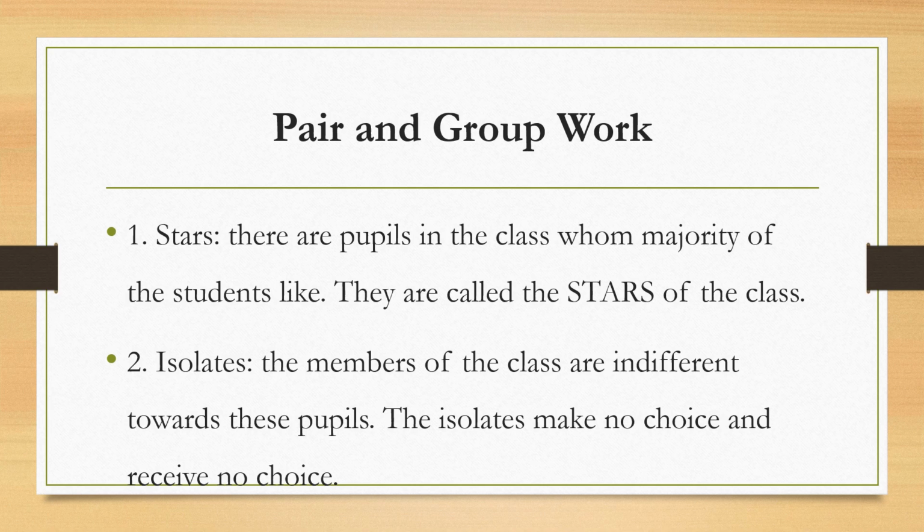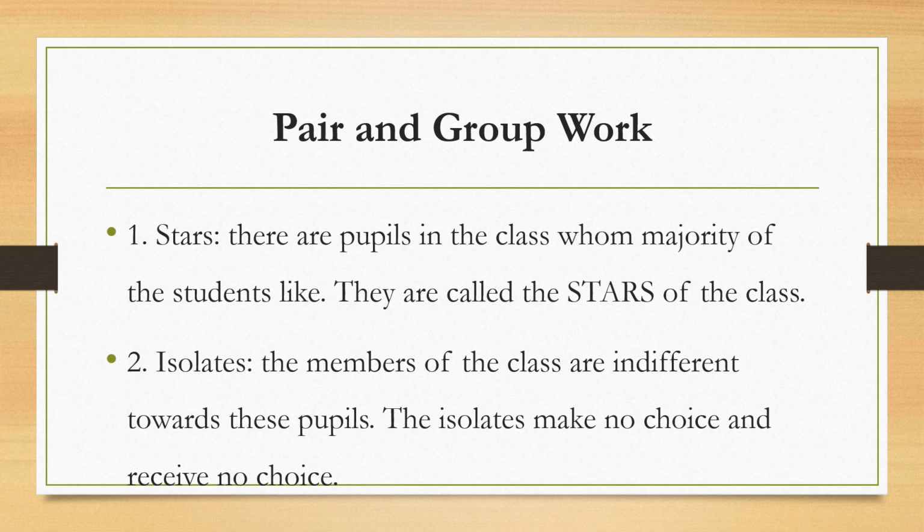Next part is isolates. The members of the class are indifferent toward these pupils. Isolates make no choice and receive no choice. So this category is exactly opposite to the star performer. Isolates don't want to get socialized with others. They are not interested in making any choices, meaning they don't want to come forward for doing something. They don't want to participate anywhere. They don't want to socialize with other people.